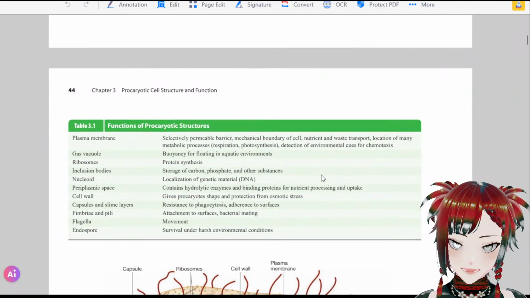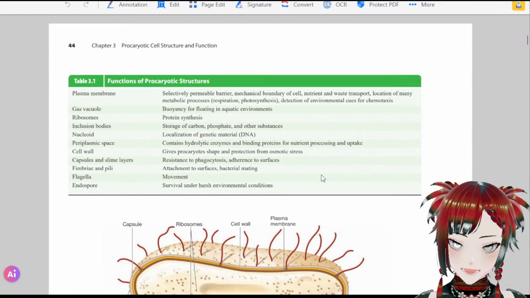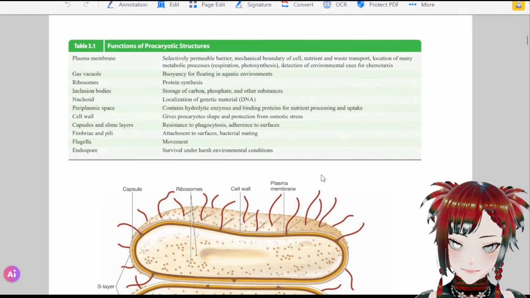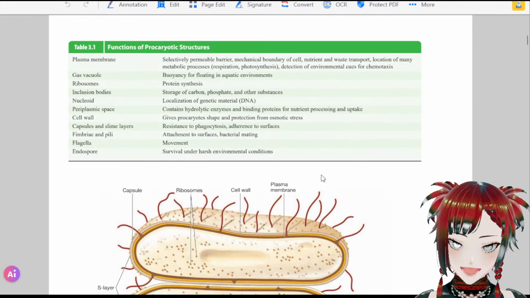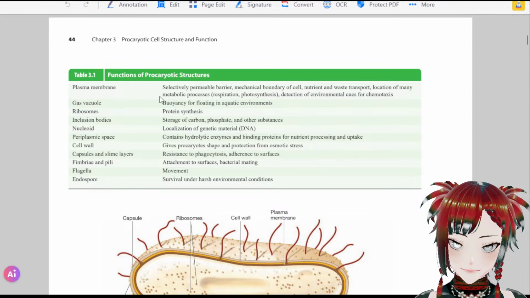The functions of the prokaryotic structures, right? I think we should study that tomorrow or today. Today is best because it is introduction. So plasma membrane, gas vacuoles. Okay. So these are all the organelles present in a prokaryote, right? So the first is plasma membrane.